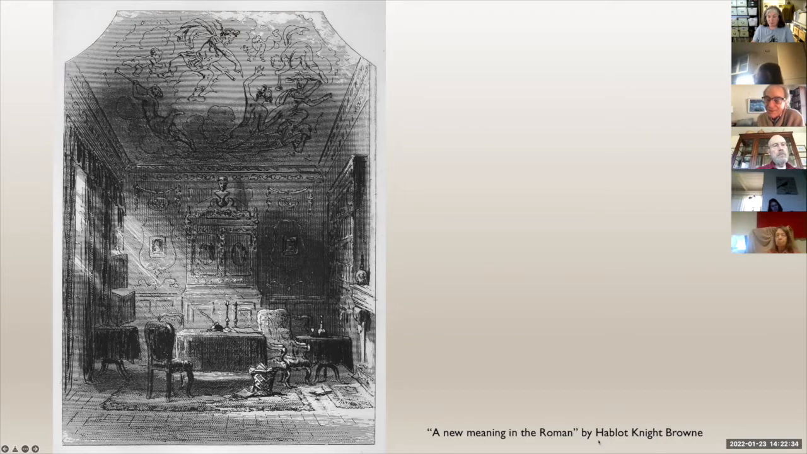And Courtney, if you can help me, at this point I can't see the participants. So we don't need to keep the illustration up any longer for right now. So what's an allegory, and how might Bleak House be thought of as an allegory?